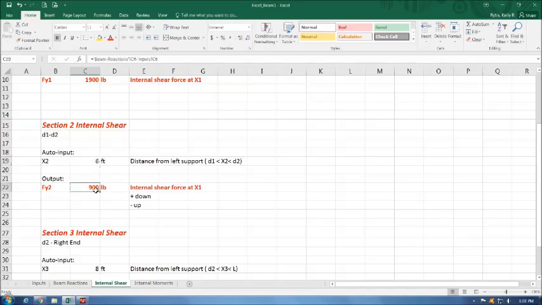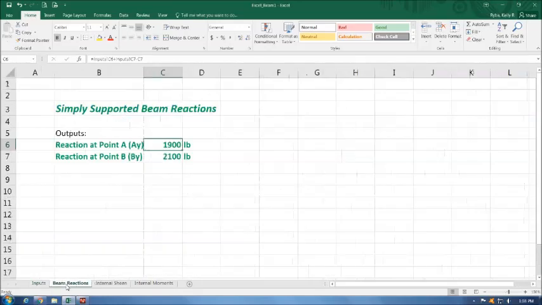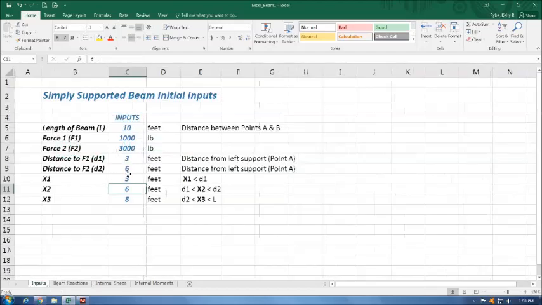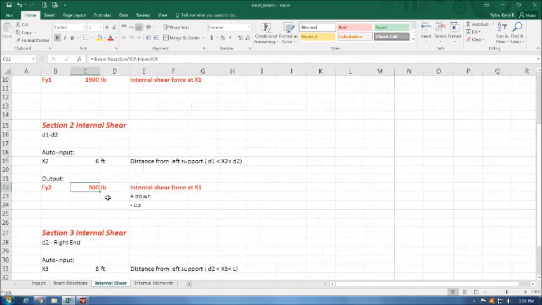My F2y, which is the shear force, is going to be equal to the beam reaction AY, which is our C6, minus our input of C6. So if we go back to the input, C6 was this force of 1,000 pounds. That was that F1. So that value is 900.